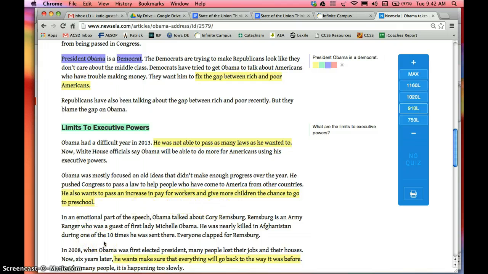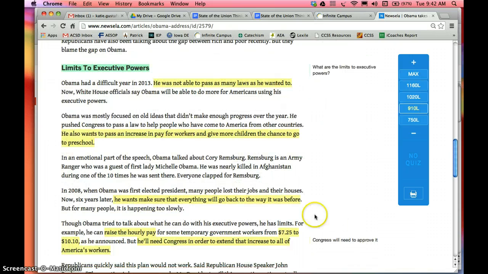In an emotional part of the speech, Obama talked about Corey Remsburg. Remsburg is an Army Ranger who was a guest of First Lady Michelle Obama. He was nearly killed in Afghanistan during one of the 10 times he was sent there. Everyone clapped for Remsburg. What are the limits to executive powers? I don't think that there was anything that answered my question in this section right here, so I'm going to keep reading with that question in mind.